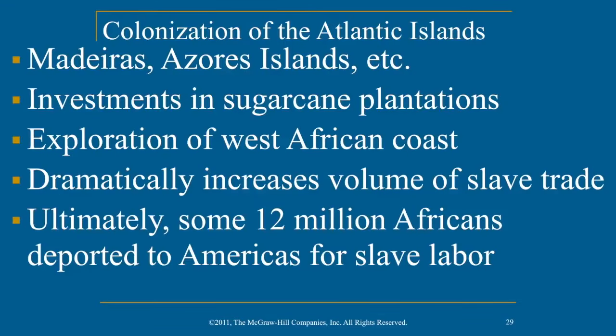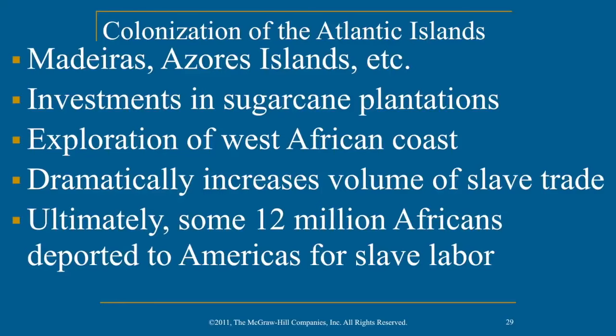Colonization of the Atlantic Islands. But before they get to Africa, they take over the Madeiras and the Azores Islands. Those two were uninhabited. They eventually try to take the Canary Islands, but they're unsuccessful as there are already people there. They invest in sugarcane plantations because, again, Europeans are looking around saying, hey, sugar's kind of awesome. Let's have some sugar. And they want to be part of that trade because they're able to be super efficient in producing and trading and moving it into Europe.